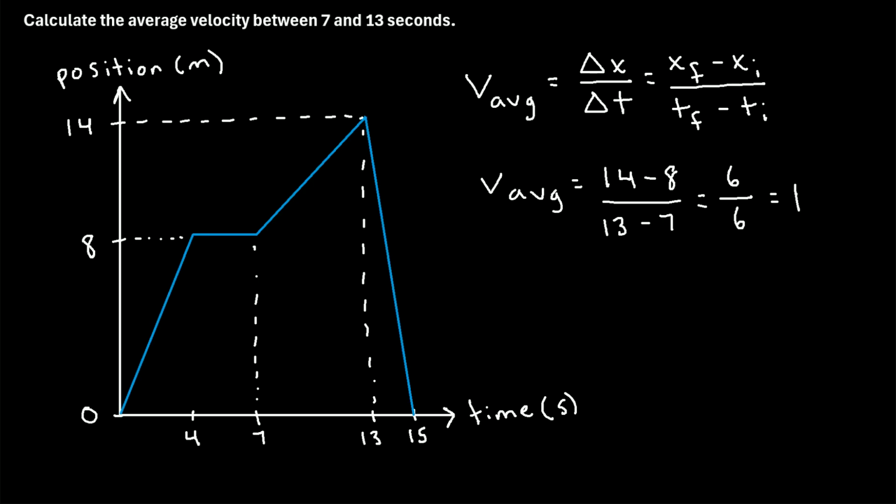Now what's our units on this? Well, remember, average velocity is measuring the change in the position over the change in the time. So the position is measured in meters, and the time is measured in seconds in this case. So that's meters per second. So our final answer is going to be 1 meter per second. So this is the average velocity between 7 and 13 seconds. So that's how you can calculate average velocity when you're given a position versus time graph.